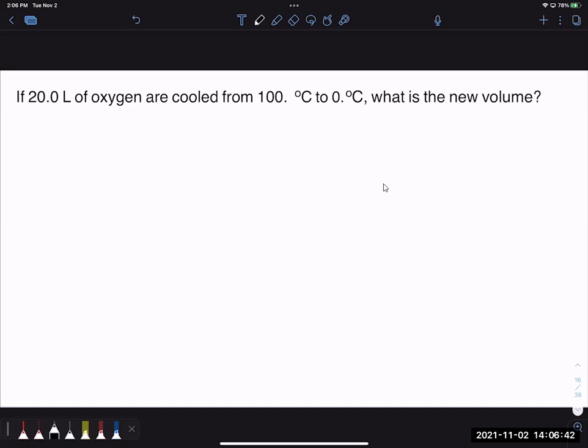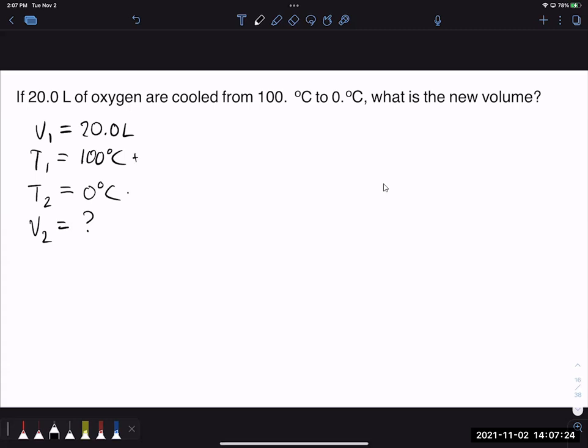So we'll do, wait, what did I say? Okay, we'll get through a little more. So if we have 20 liters of oxygen cooled from 100 degrees C down to 0 degrees C, what is the new volume? And again, we can go through here and we'll just say V1, because we're given a volume, is 20.0 liters. And then we get T1 as 100 degrees C. And then we're given T2, 0 degrees C. And what is the new volume? V2 as our question mark.